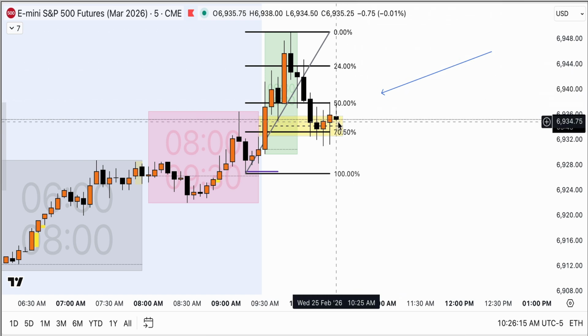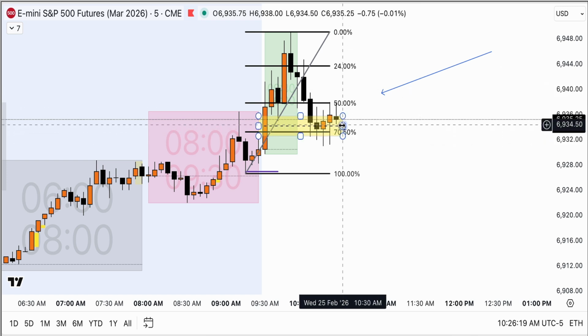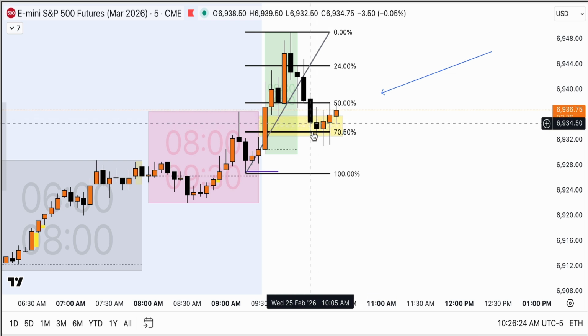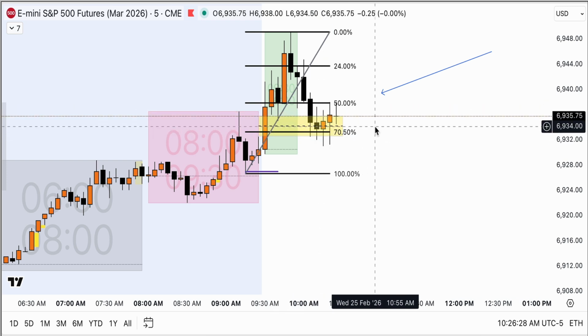It's 10:25. I'm still waiting for a rejection of this fair value gap, or for it to just disrespect it. At the moment, it's just really going sideways, not really doing much. So I'm looking specifically for a market structure shift on the 1 minute, something clear and simple. The 5 minute is just not really doing anything obvious. It's just going up and down in that fair value gap.